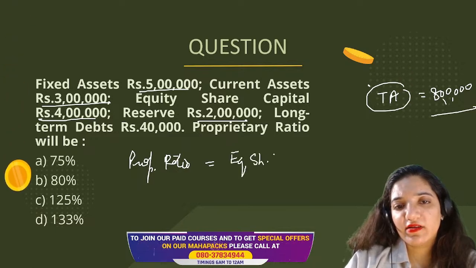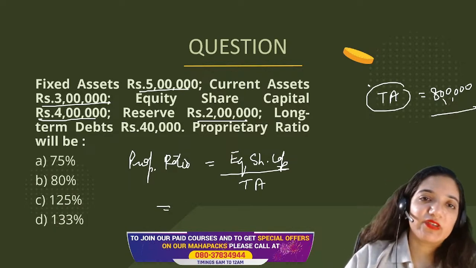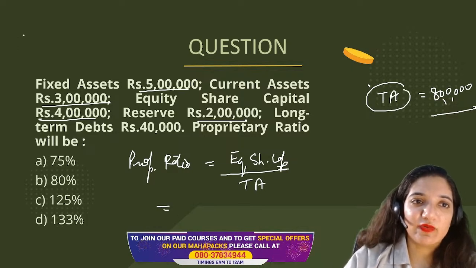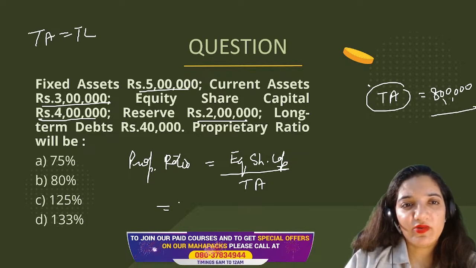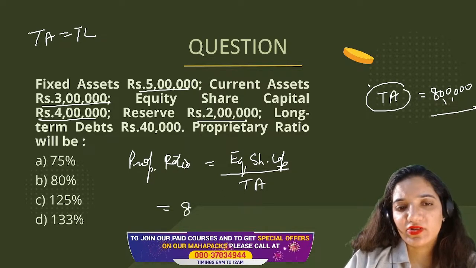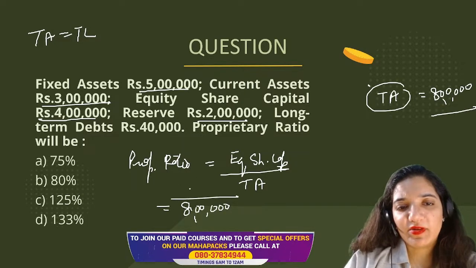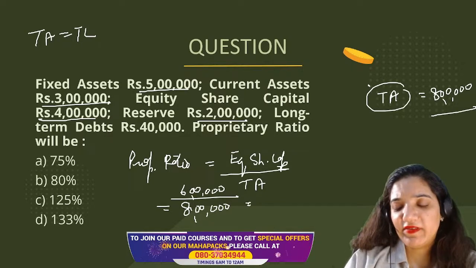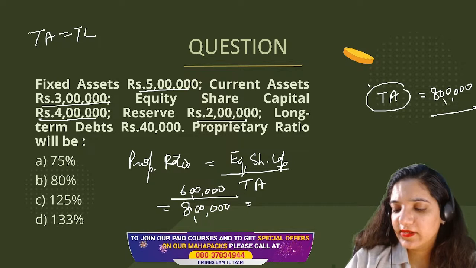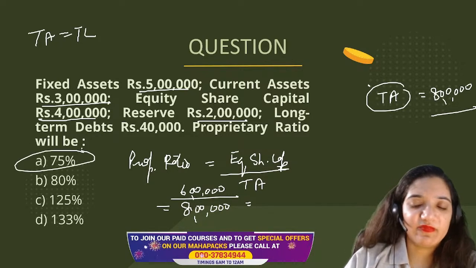Proprietary ratio is equal to equity share capital divided by total assets or total liabilities, whatever way you look at it, because both are ultimately equal. Total assets is equal to total liabilities. So in this case, the answer is going to be equity share capital. Total assets is 8 lakh and equity was 4 lakh plus 2 lakh, that was 6 lakhs. So this comes out to be 6 divided by 8. That is 0.75, or I can say 75%.